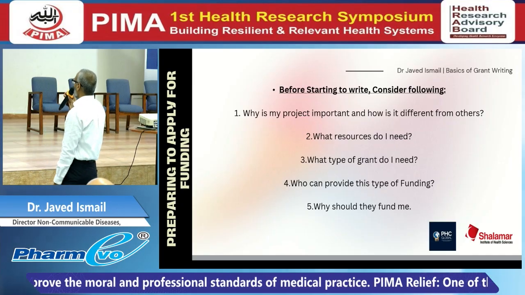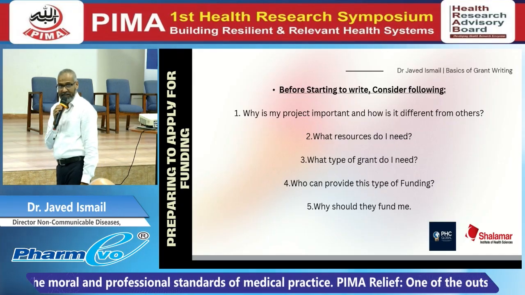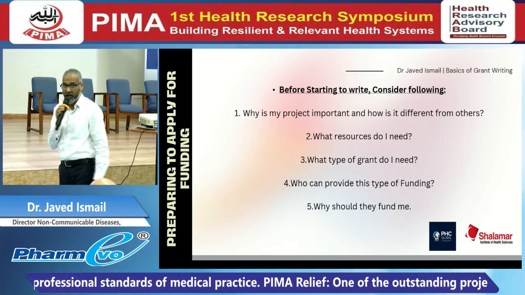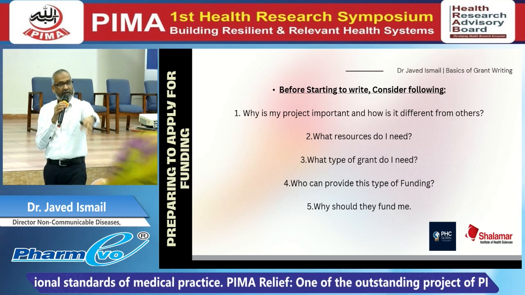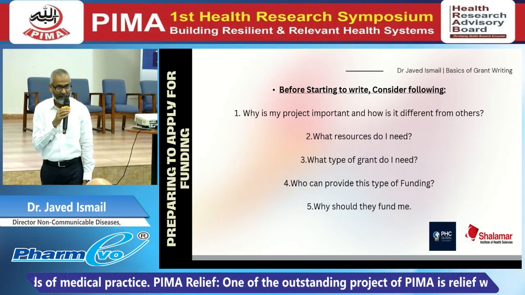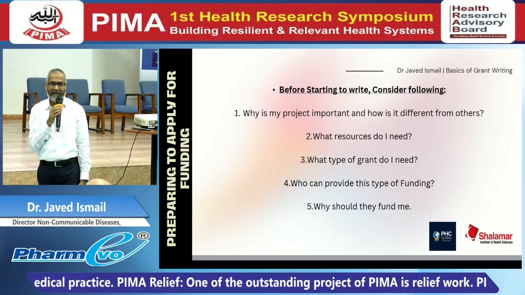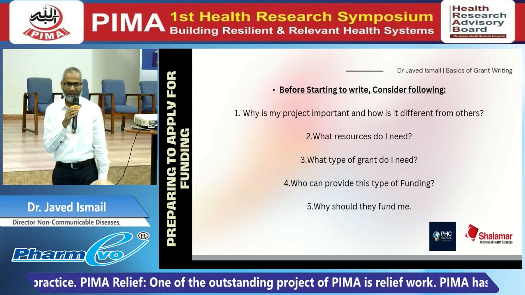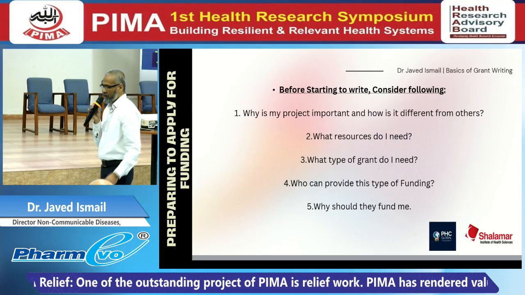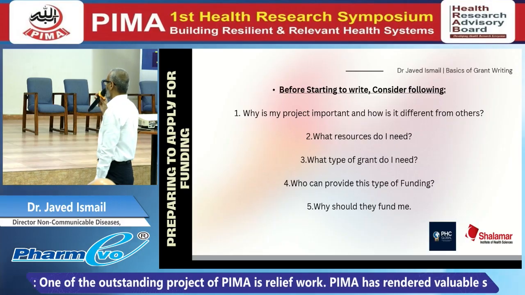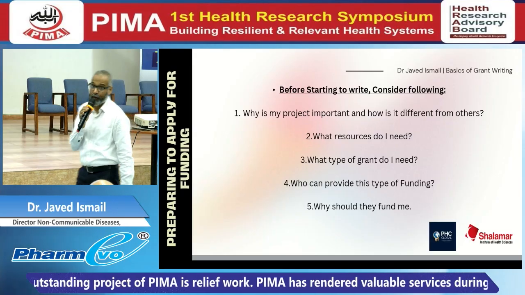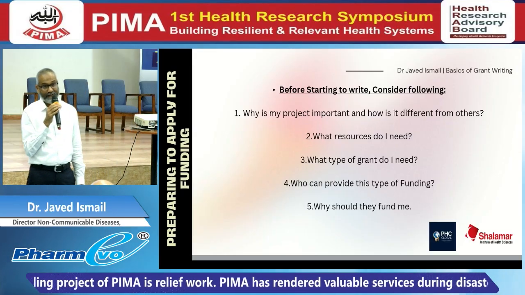Uniqueness. And what resources do I need? It could be physical, it could be human resources and things like that. Do I have that particular human expertise to conduct that particular research? If not, what people usually do is that they borrow CVs from different individuals. Okay. So what type of grant do I need? You have to list down all those organizations that are interested in your work. So who can provide this type of funding and why should they fund me? That's the important thing.